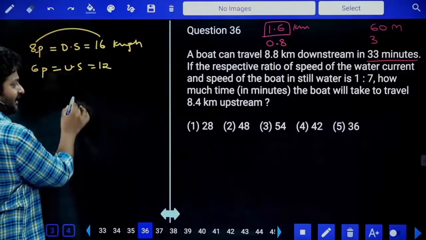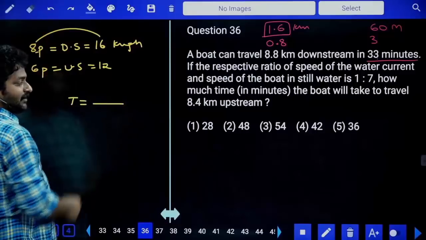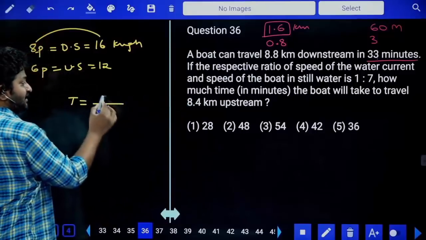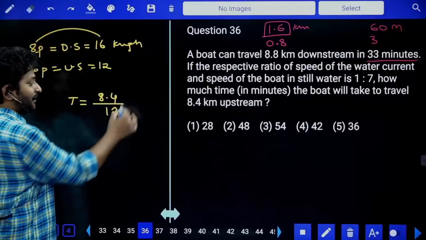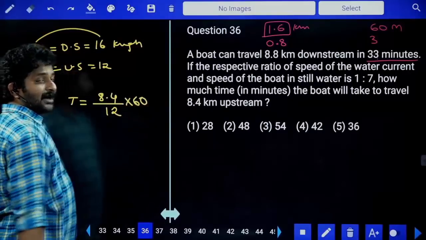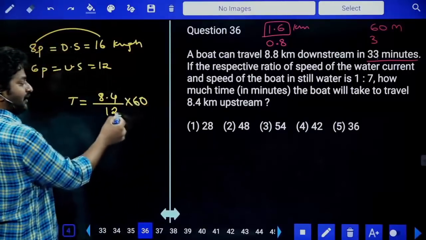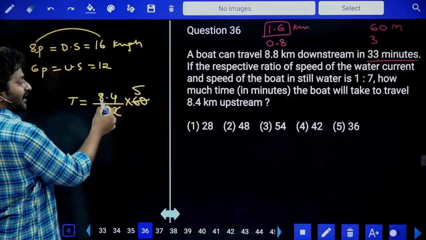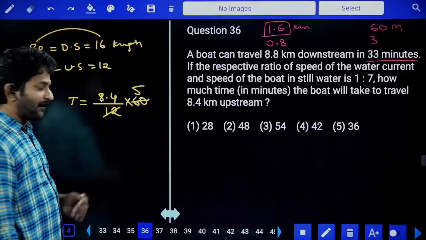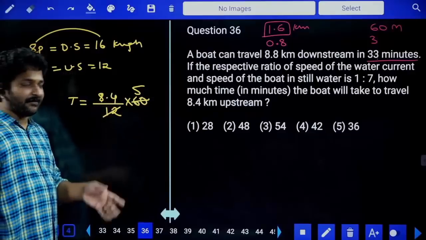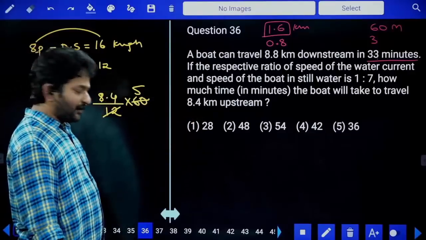You are asked to calculate time in minutes. That is equal to distance divided by speed. Distance covered is 8.4 kilometers and the speed is 12 kilometer per hour. Convert hours into minutes, that is multiplied by 60. 12 goes 5 times here, so 8.4 times 5. Taking 5 times of any number is taking 10 times and making it half. 10 times is 84. Half of that is 42. 42, fourth option, final answer.